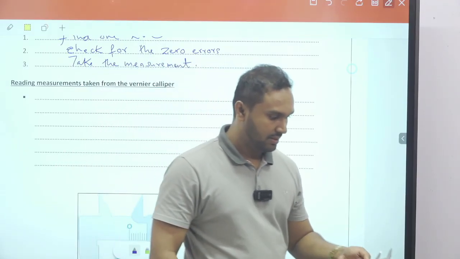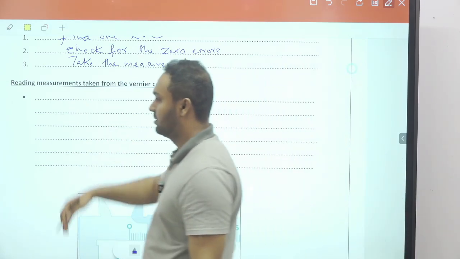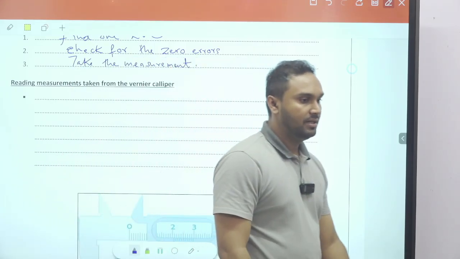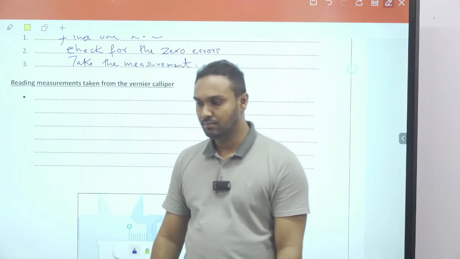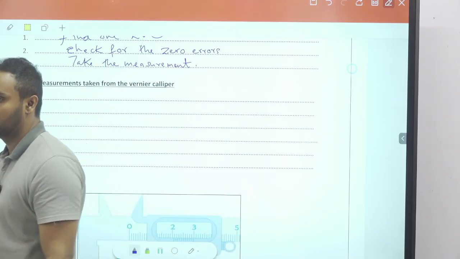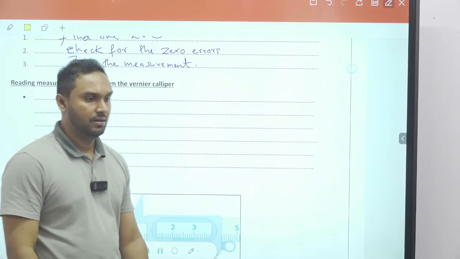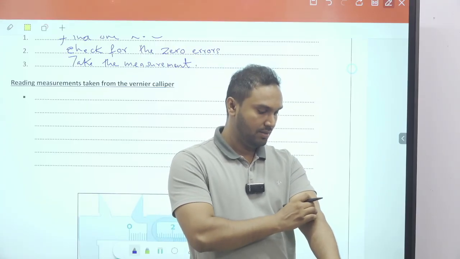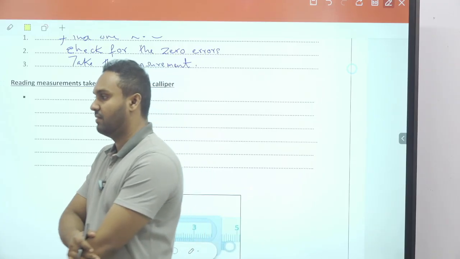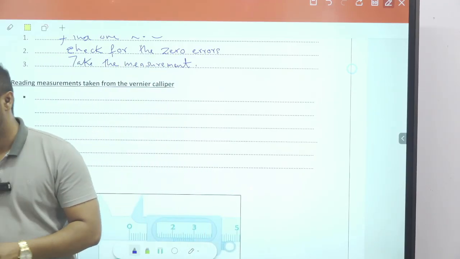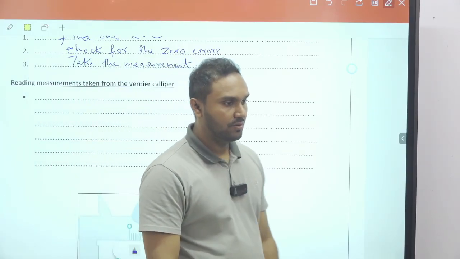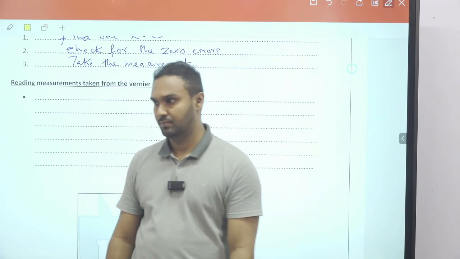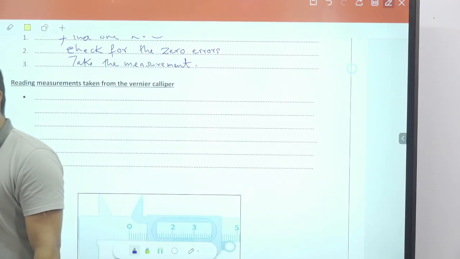Shall we write it down? Write it as a paragraph, it doesn't matter. Write down: if there was any zero error, calculate and note down the zero error.